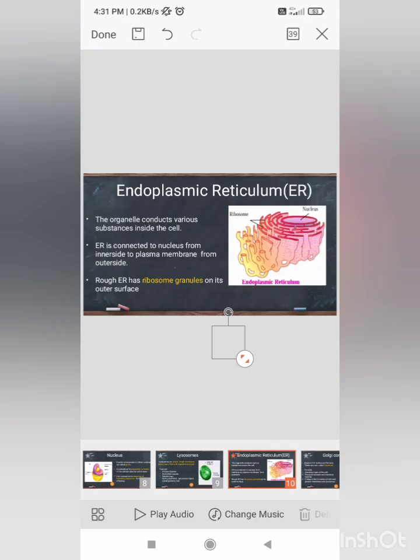The organelle which conducts various substances inside the cell is called endoplasmic reticulum. ER has a net-like structure consisting of interconnected miniature tubes and sheets filled with fluid. ER is connected to nucleus from inner side to plasma membrane from outer side. Rough ER has ribosome granules on its outer surface. The functions of endoplasmic reticulum are: it is a framework that supports cells, conduction of proteins, and toxins that have entered the body through food, air, and water are made water soluble by smooth ER and then flushed out of the body.